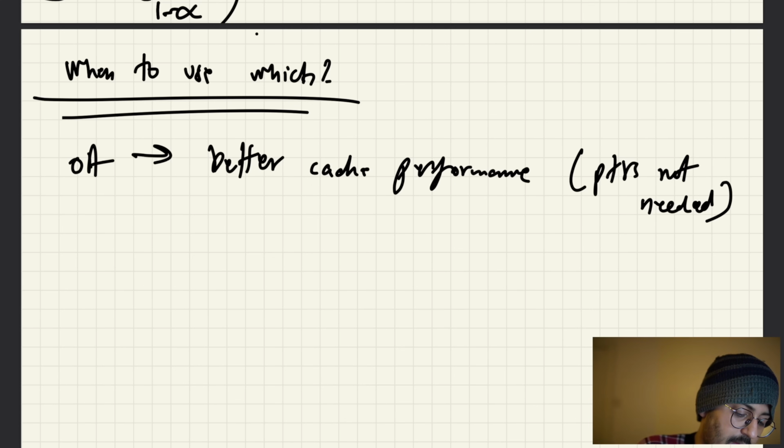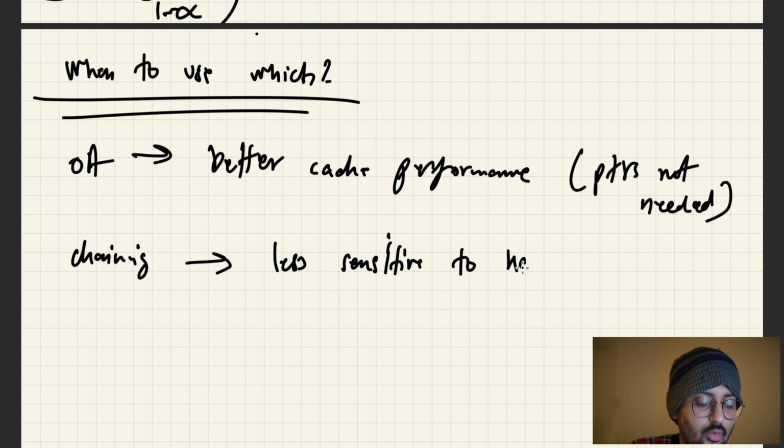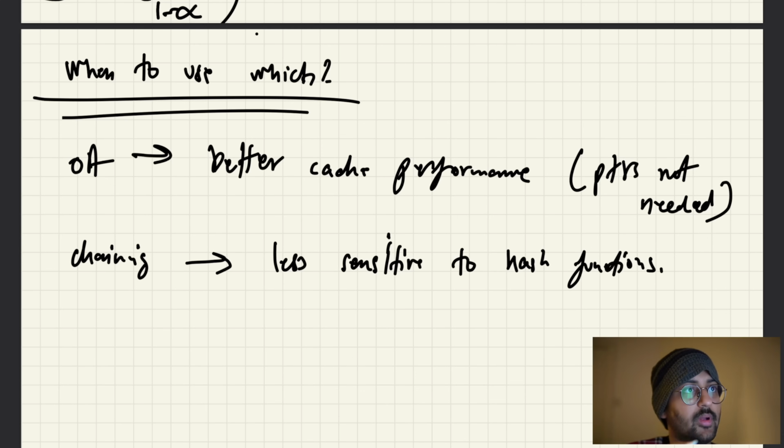And chaining is less sensitive to hash functions, because open addressing requires some extra care to avoid clustering and the load factor. For example, open addressing degrades past 70% because the array is full now. The number of slots are getting smaller. Yeah, sounds good.